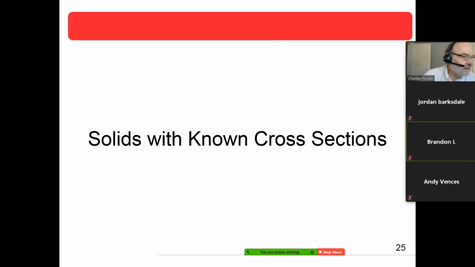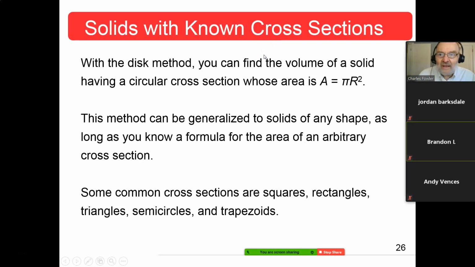So now we're on page 459, bottom half of the page, solids with known cross sections. It's a strange sounding title. I have to click the screen before it'll advance. With the disk method, you can find the volume of a solid having circular cross sections, and the area is pi r squared.